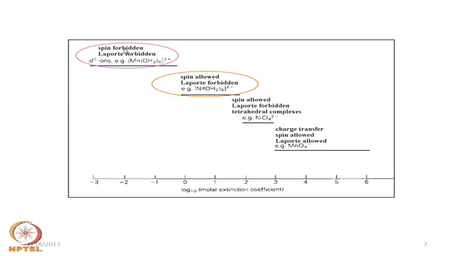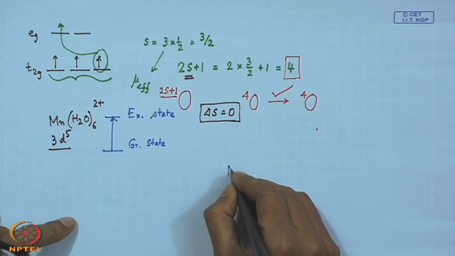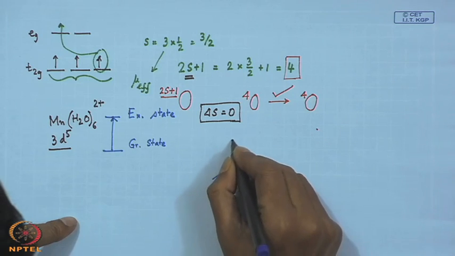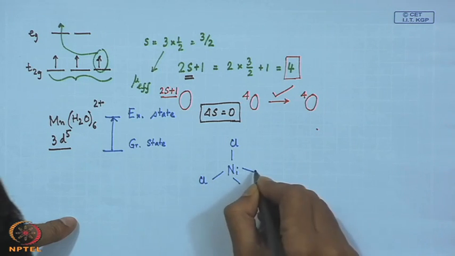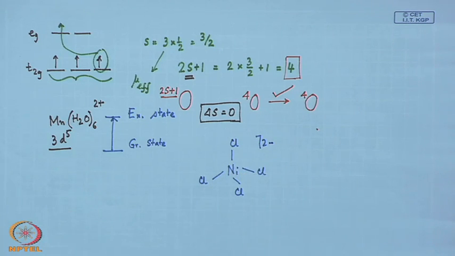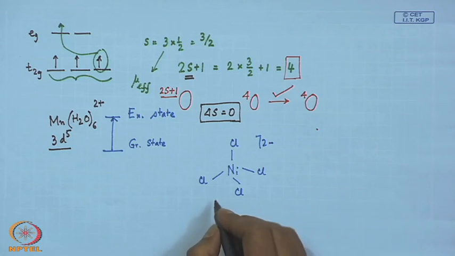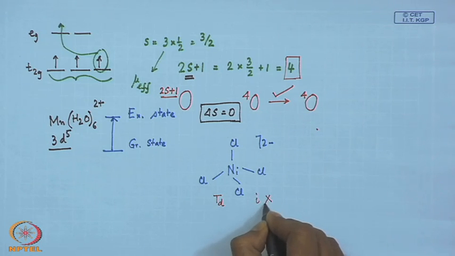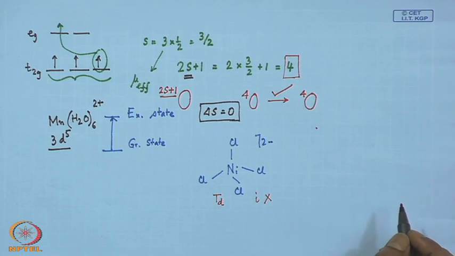Here both of them are forbidden, here one is allowed, but in case of the tetrahedral nickel complex, which is NiCl4 2-, it has a tetrahedral point group, and inversion symmetry is not there.